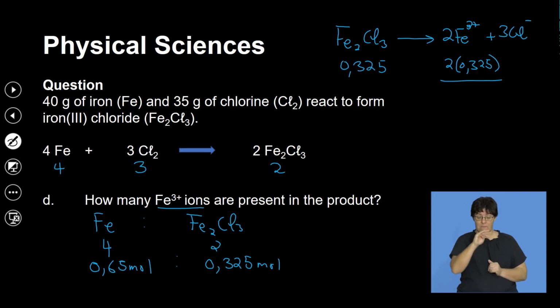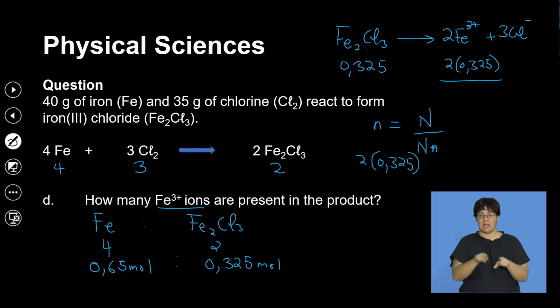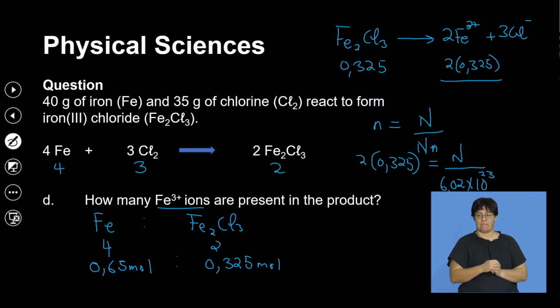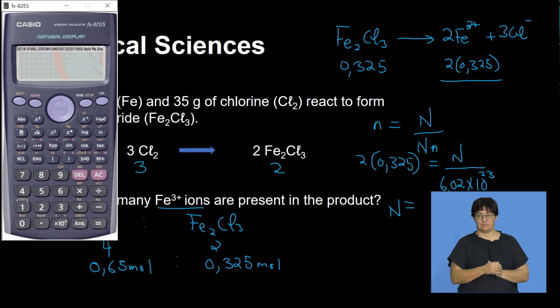But then we know that number of moles is equal to the number of particles divided by the Avogadro number. So we've got 2 multiplied by 0.325 is equal to the number of particles, the Fe3+, divided by 6.02 times 10 exponent 23, which is the Avogadro number. So the number of particles is actually a product of that. So if that's the case, we'll go to our calculator. What does it give us? It's actually a product. We can isolate the number of particles.